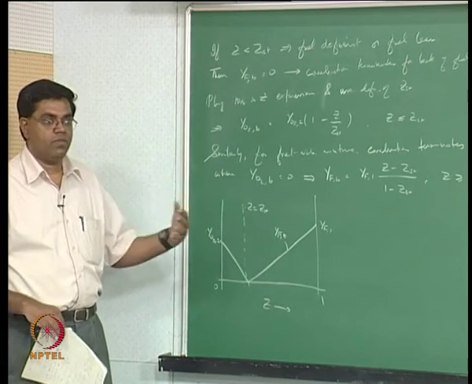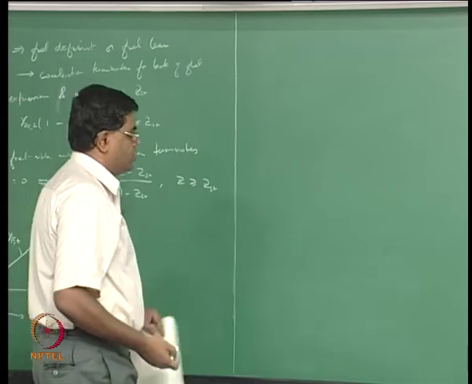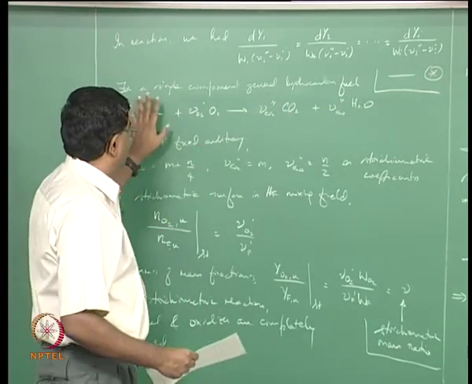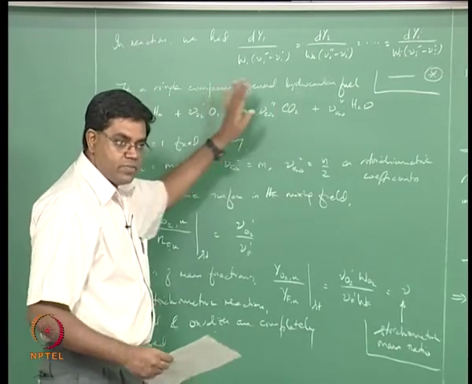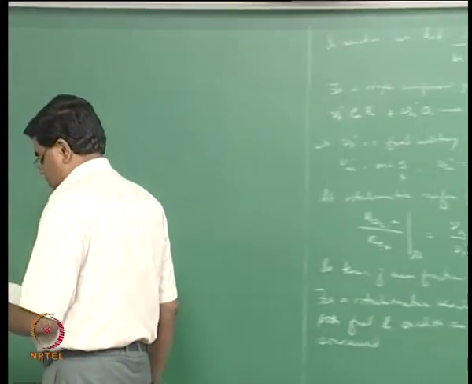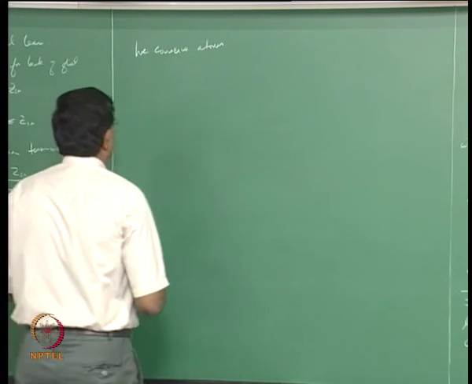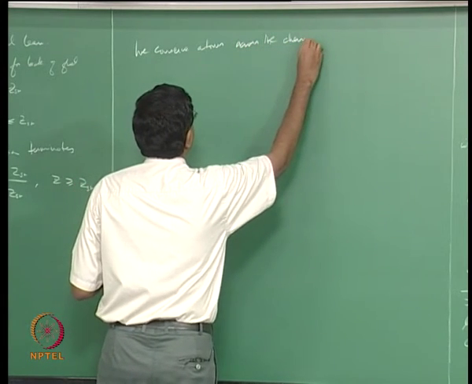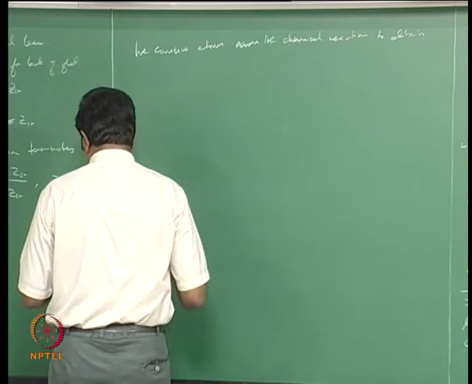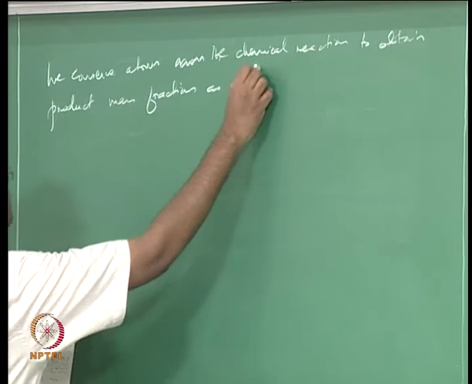We still haven't talked about the actual products of combustion, like CO2 and H2O. For getting the product concentrations we should do something similar to what we have done here. In order to obtain the new CO2 double prime and H2O double prime, all we have done by balancing this reaction is to basically conserve atoms. We compared carbon atoms, hydrogen atoms, oxygen atoms and then came up with these things. So we conserve atoms across the chemical reaction to obtain product mass fractions as a function of Z.